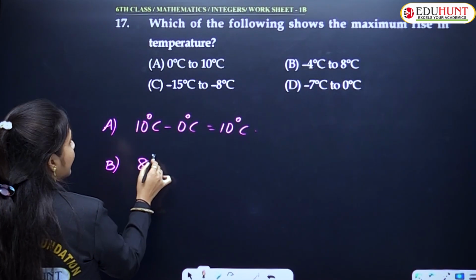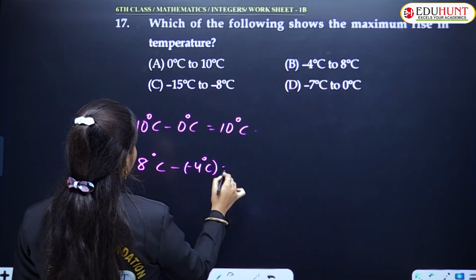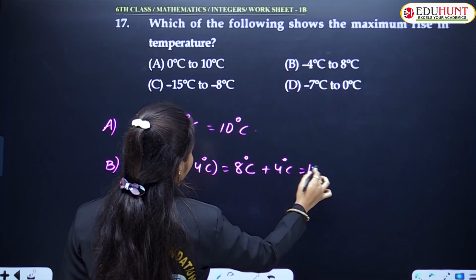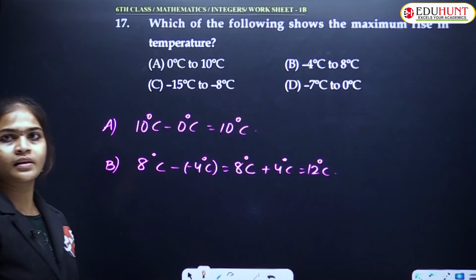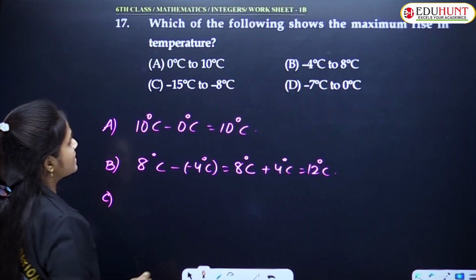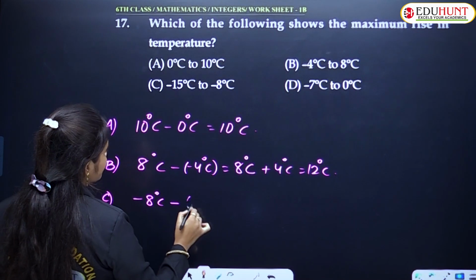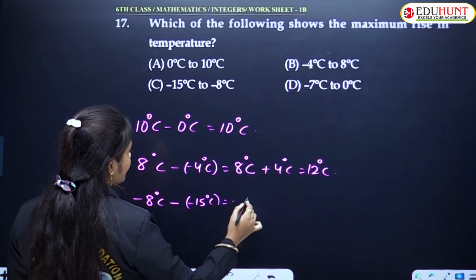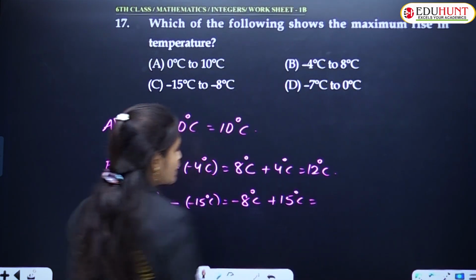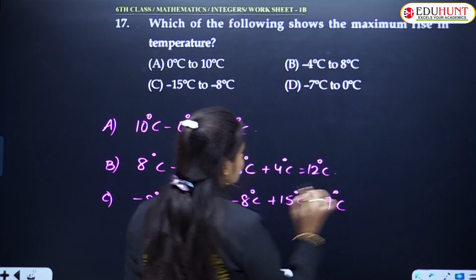Option B: 8 degrees Celsius minus of minus 4 degrees Celsius, which is equal to 8 degrees Celsius, minus into minus is plus, 4 degrees Celsius, which is equal to 12 degrees Celsius. Understand? Next, third option: minus 15 degrees Celsius to minus 8 degrees Celsius. Here, what is the greatest number? Minus 8 degrees Celsius minus of minus 15 degrees Celsius. Minus into minus is plus 15 degrees Celsius, which is 15 minus 8. 15 minus 8 is 7 degrees Celsius.